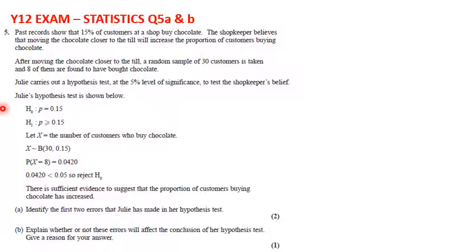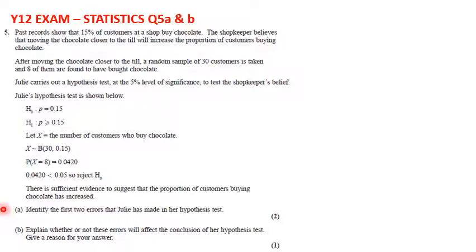Okay, so in question 5, I'm going to ask you to pause the video and read through the question again. Just remind yourself of what the question was asking you. So in part A, we're asked to identify the first two errors that Julie has made.